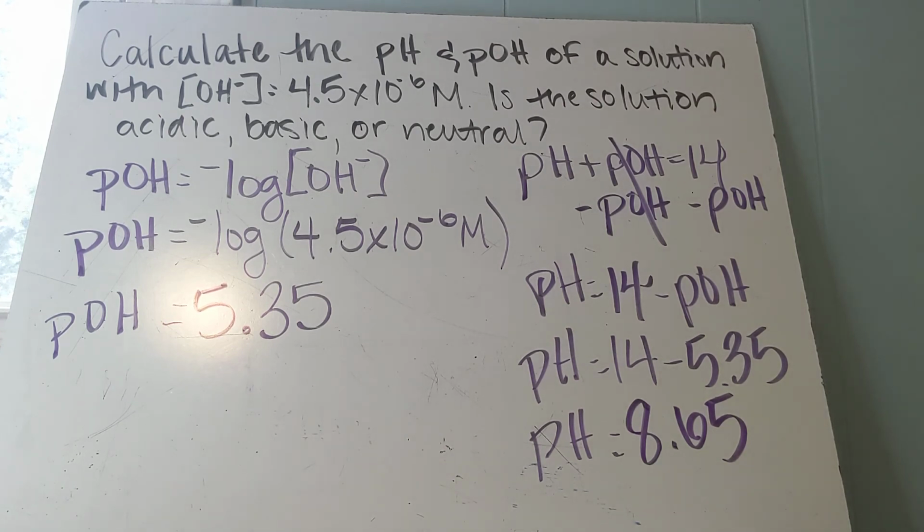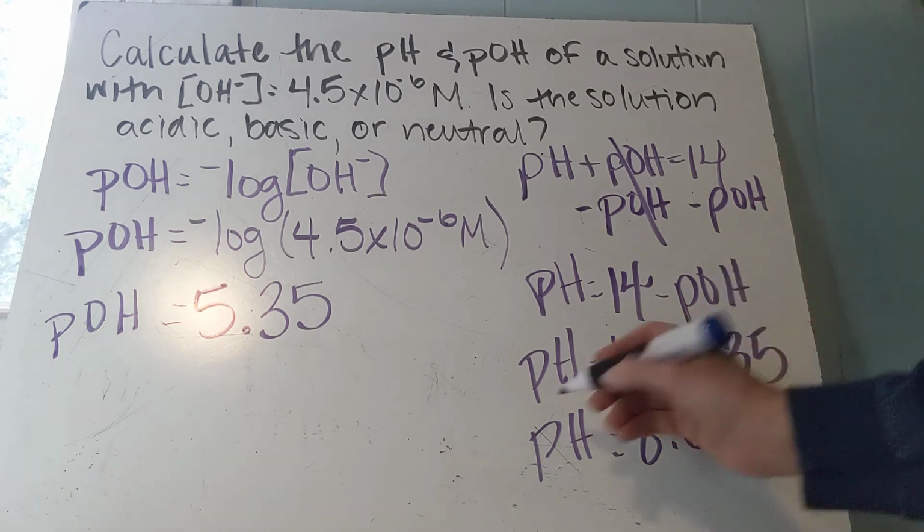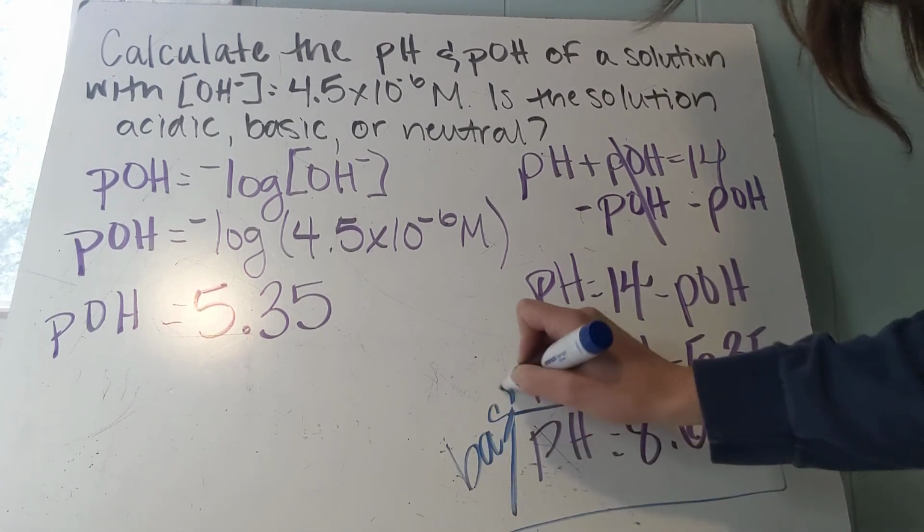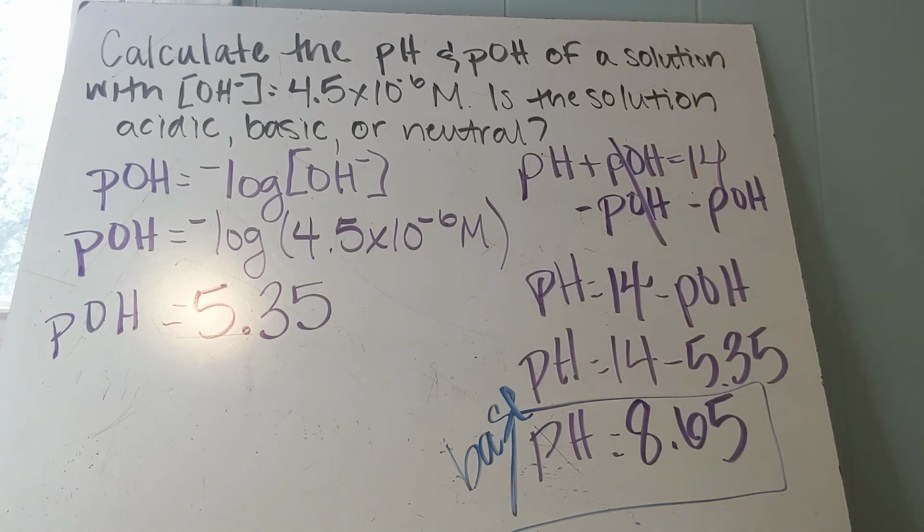Looking at our pH and thinking about the pH scale, 0 to 7 is an acid, 7 to 14 is a base. 8.65 lies in that upper range. So this is a base.